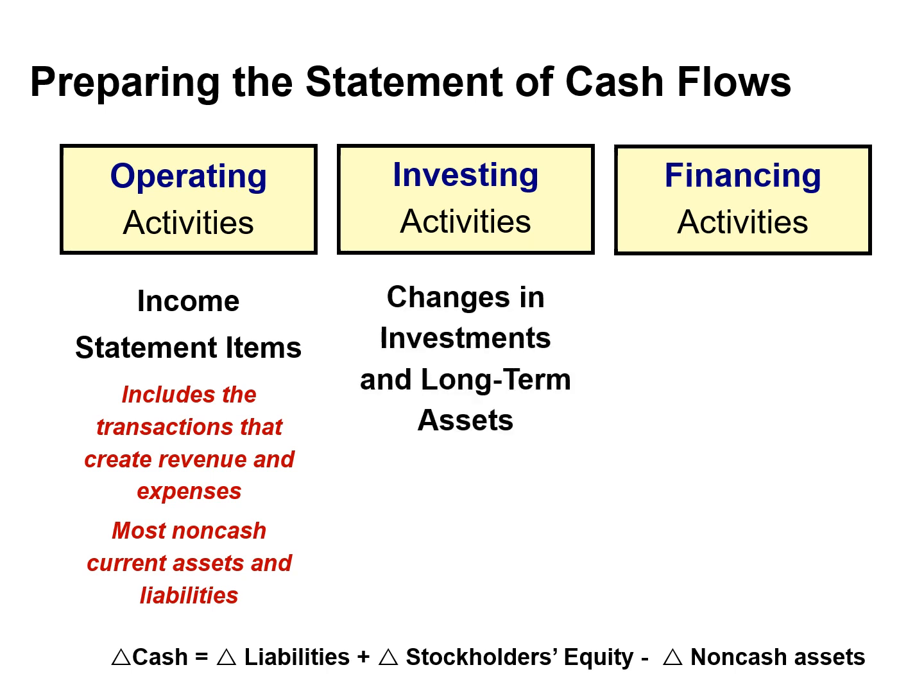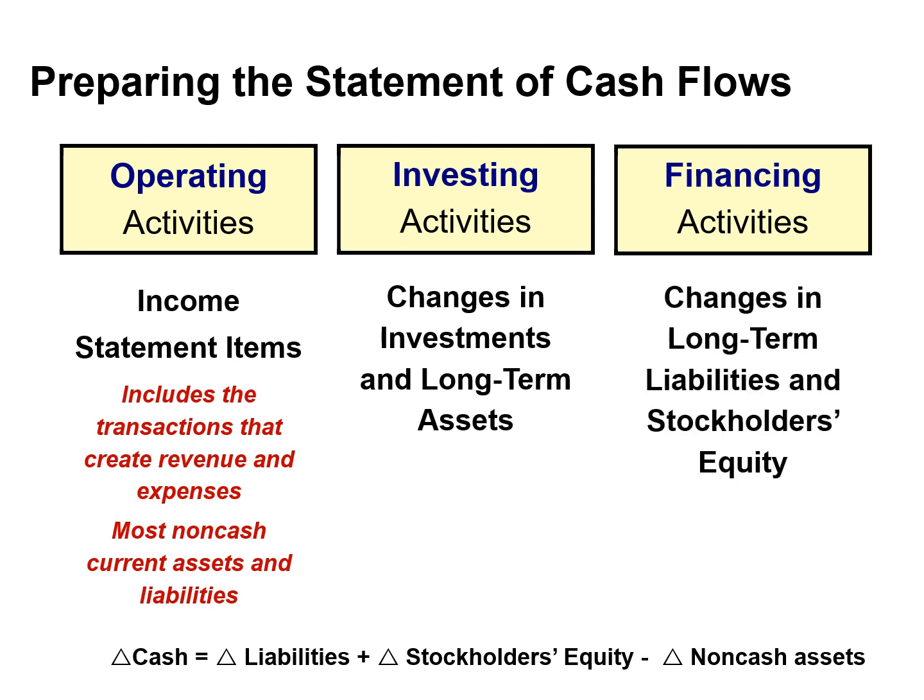Investing activities are going to involve cash flows resulting from changes in investments and long-term assets, such as property, plant, and equipment. And finally, the last one, our financing activities, will involve cash flows resulting from changes in long-term liabilities as well as stockholders' equity accounts. The exception is retained earnings.